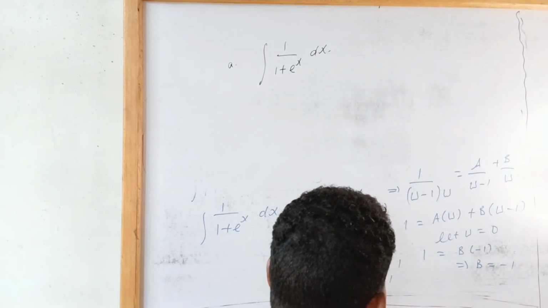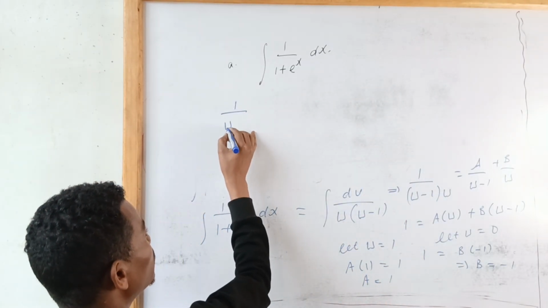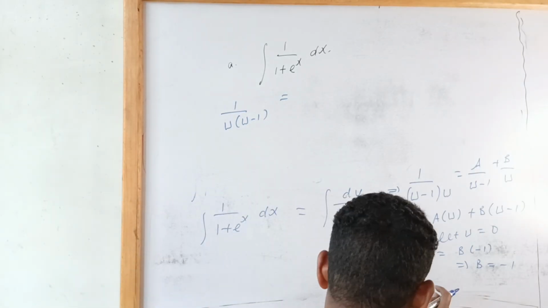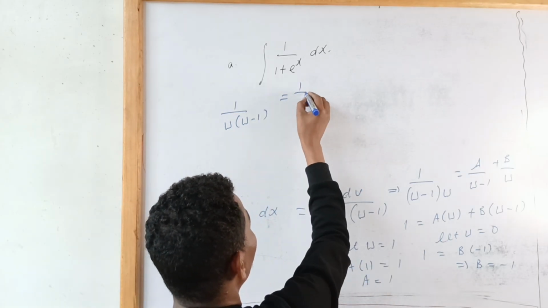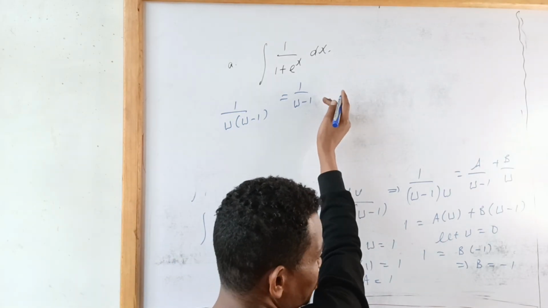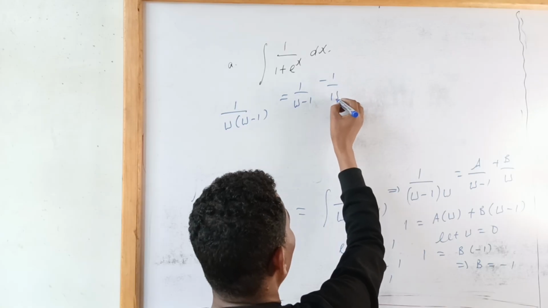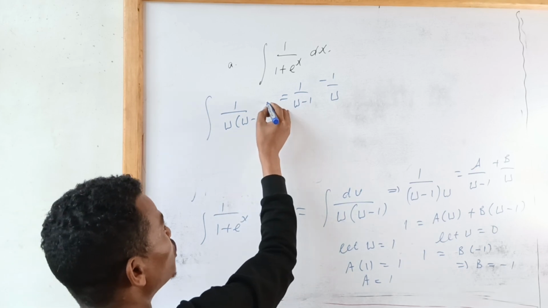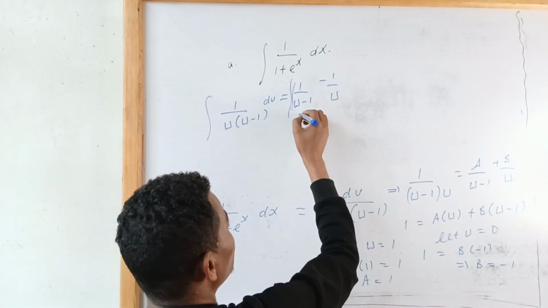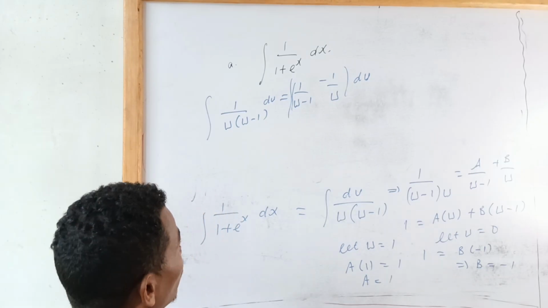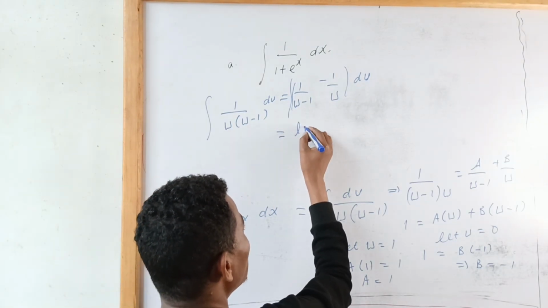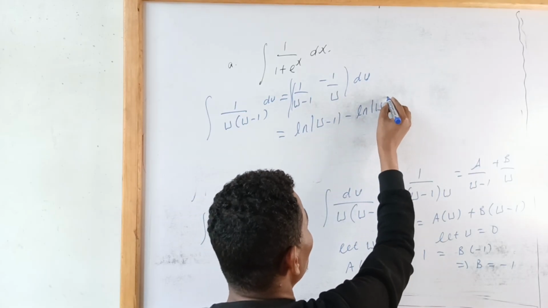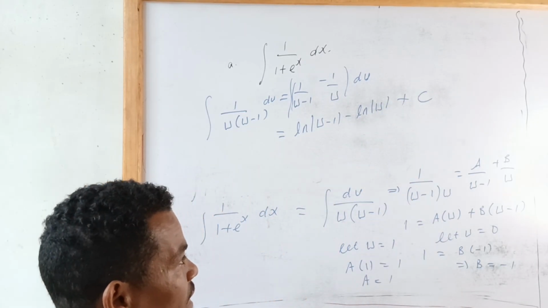So from this information, 1 over u into u minus 1 is the same as a over u minus 1, that is 1 over u minus 1, and b, that is minus 1 over u. So now we just integrate this with respect to du. This is the same as ln absolute value of u minus 1 minus ln absolute value of u plus any constant number c.